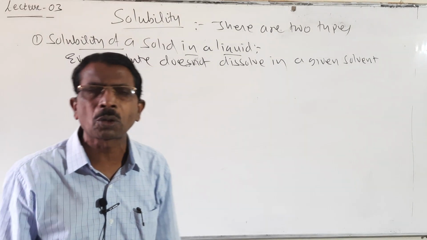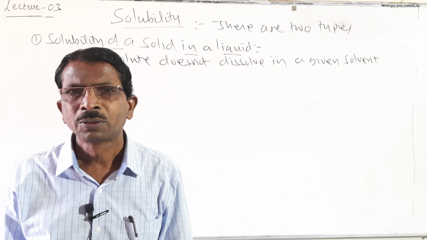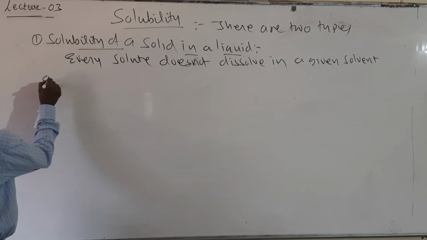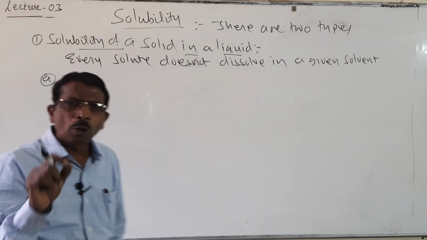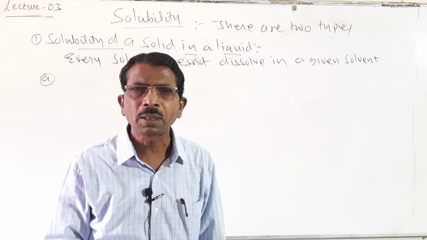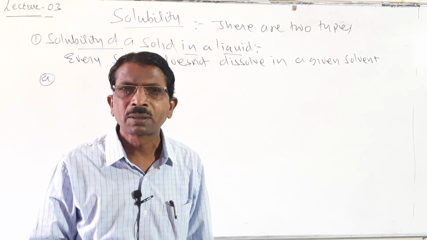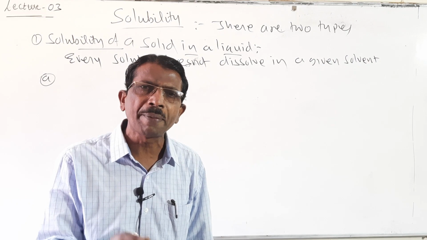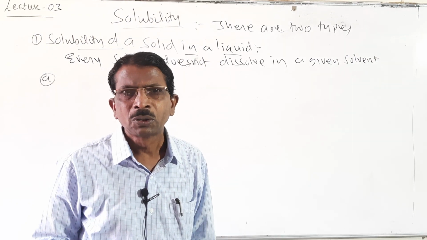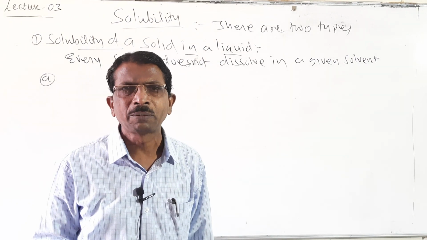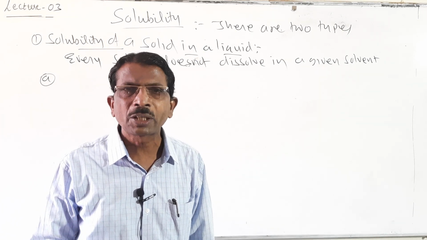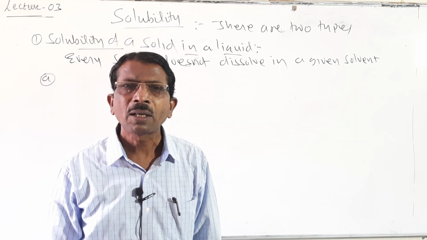And which type of solute or solid dissolves? There are two types. One, remember, polar solutes dissolve in polar solvents. Then what are polar solutes? Polar solutes are those which have positive and negative ends. For example, sodium chloride, potassium chloride, ammonium chloride are called polar solutes.